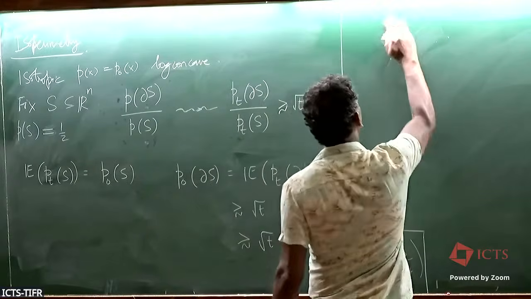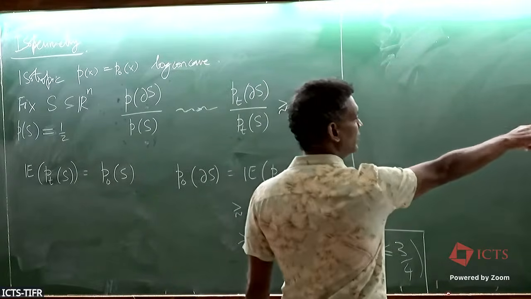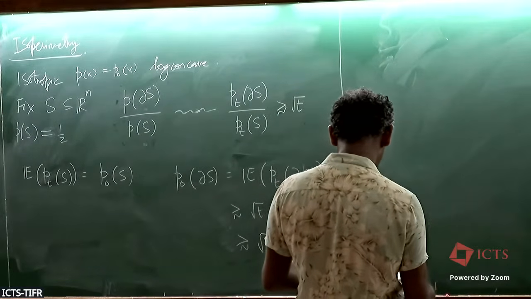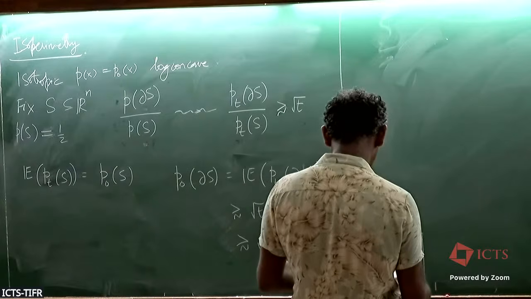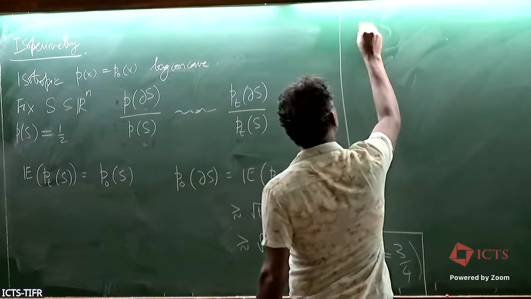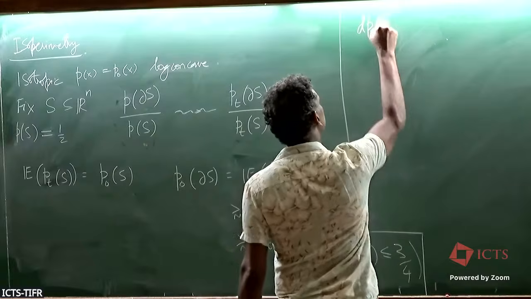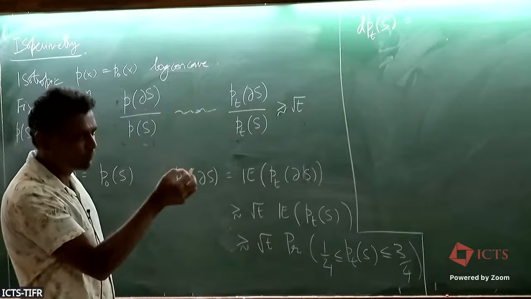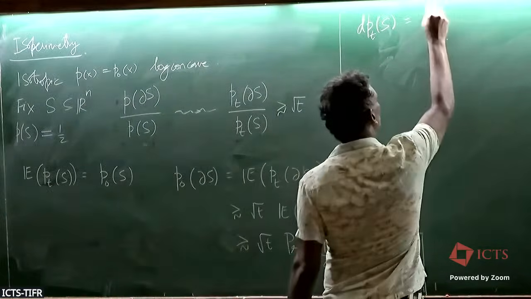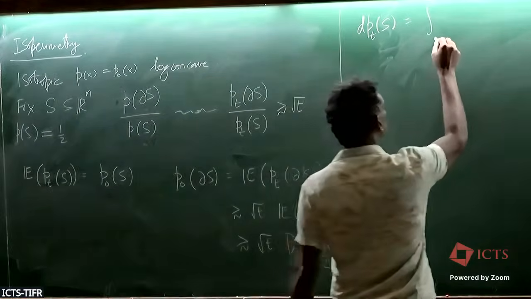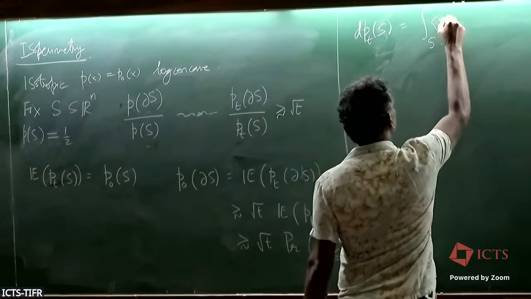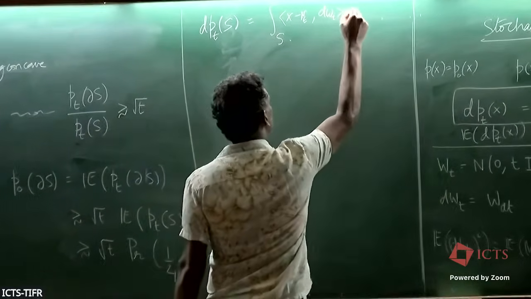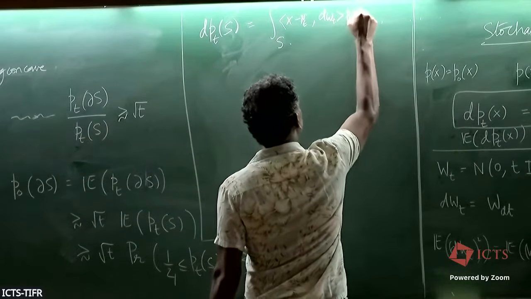We already know what dpt looks like. So what I really want to write down here is the change in the measure of the set. I'm just writing this formally. We know the measure of a point, so this is just the integral of the change over the points in the set. So over S, x minus mu t, dwt, pt of x, dx.